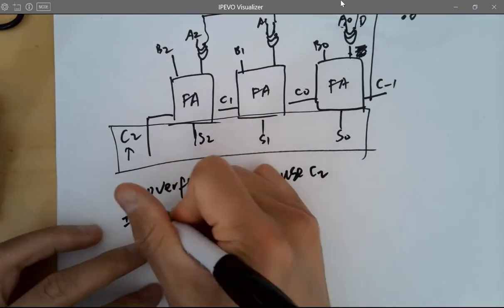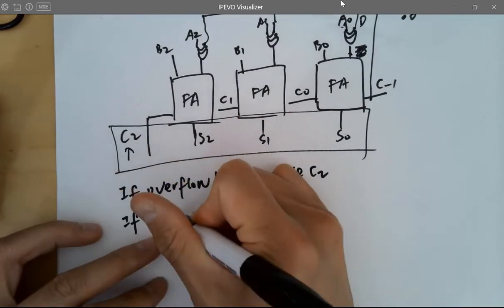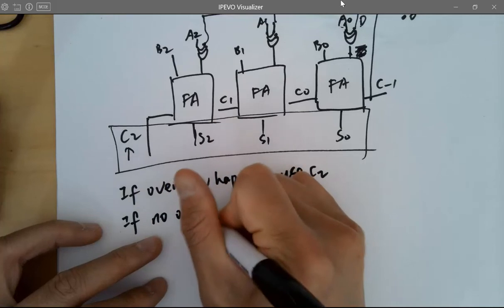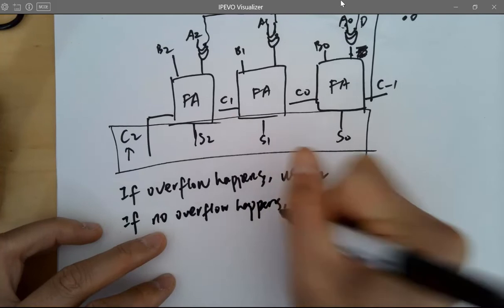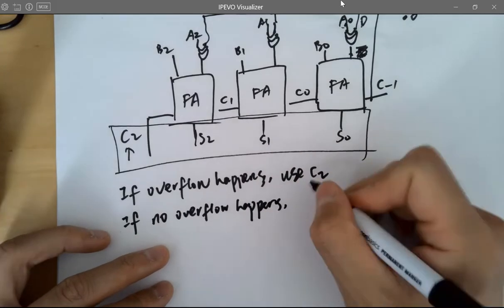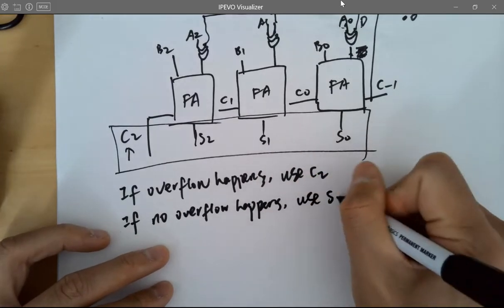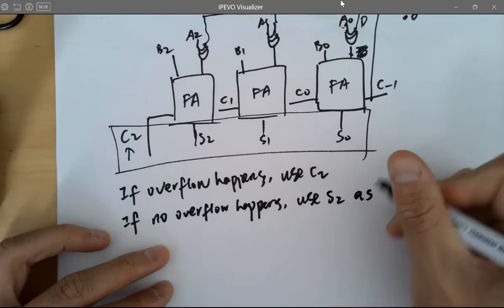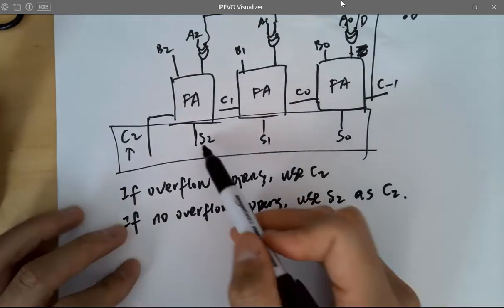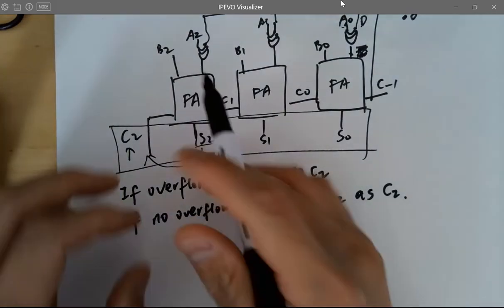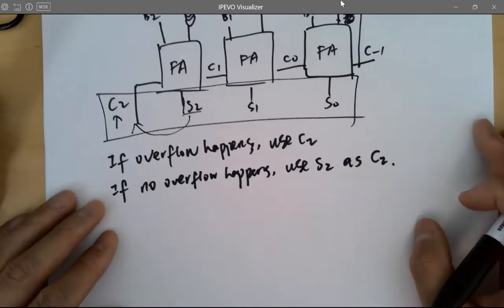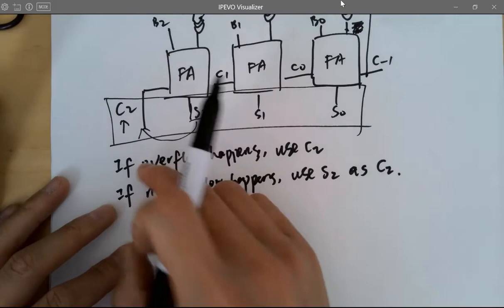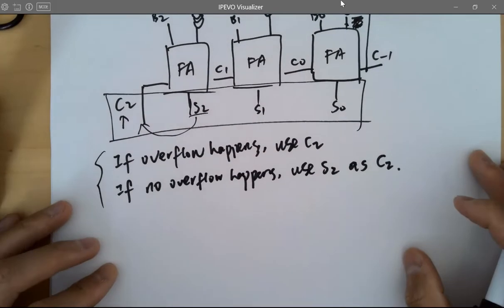If no overflow happens, then you want to use S2 as C2. So you just want to duplicate S2 here to form that 4-bit result. Okay, remember, this is how we want to get the correct result for the 2's complement, adding and subtracting.